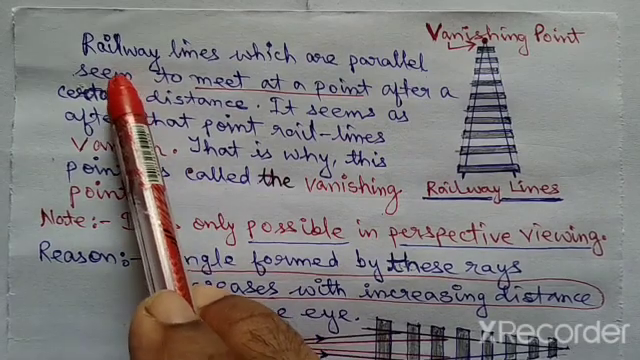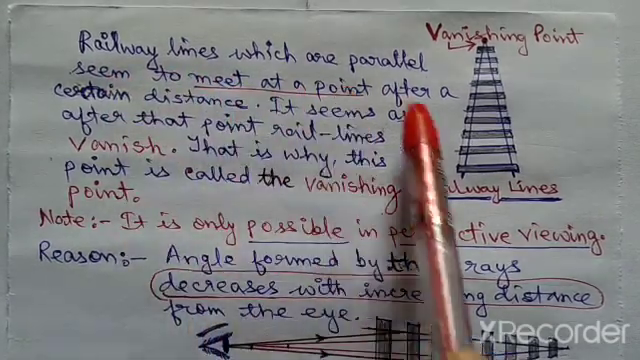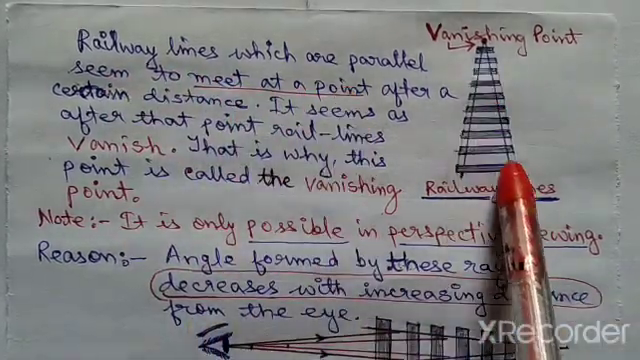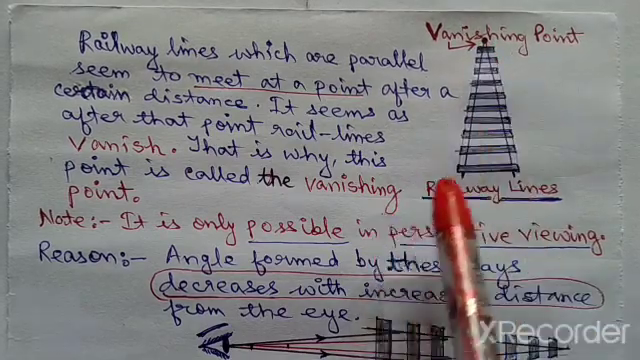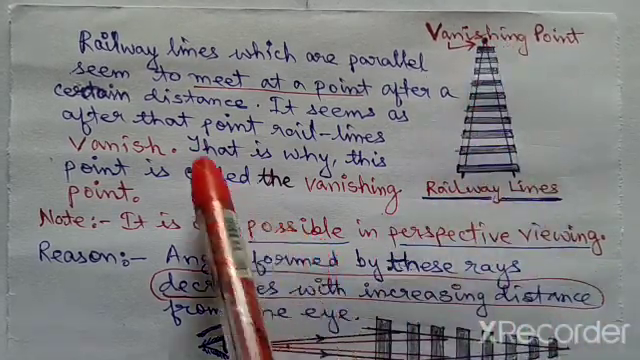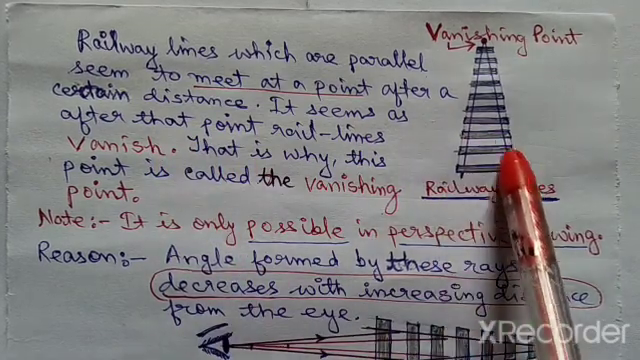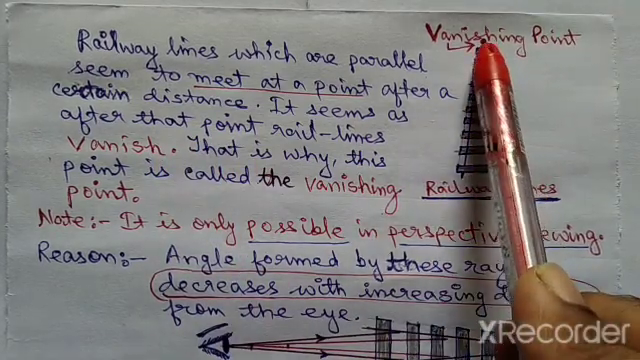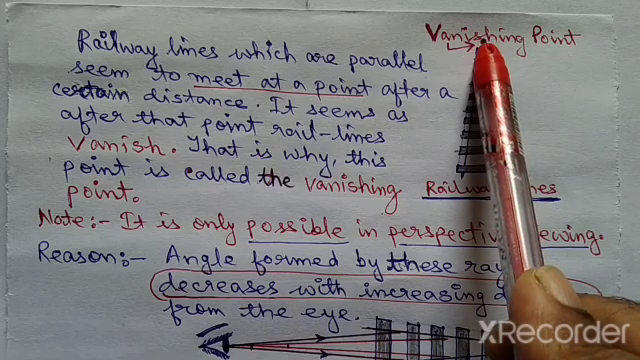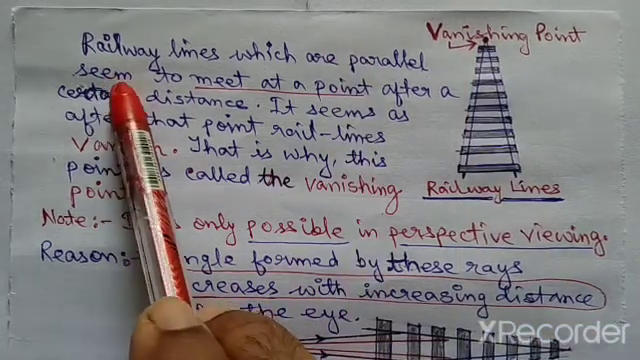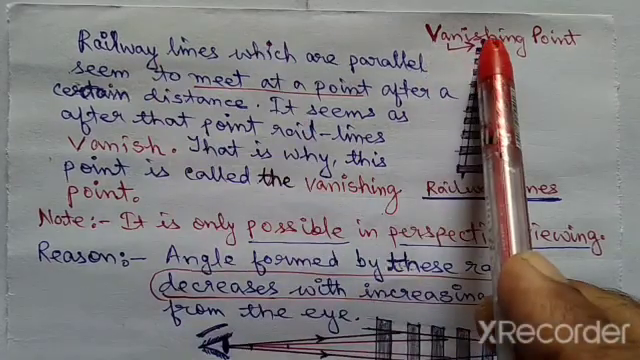Seems or appear to meet at a point. Just see, these two parallel lines are meeting at this point. It shows that after some distance these two lines are meeting at some point. They are not actually meeting. They seem to meet. See the words seem or appear to meet at this point.